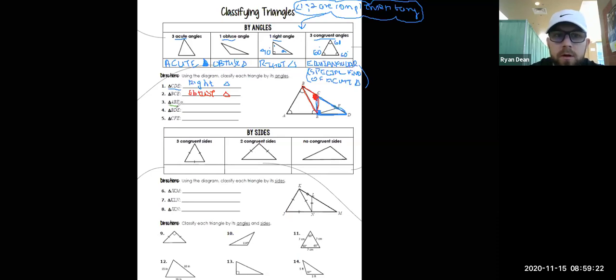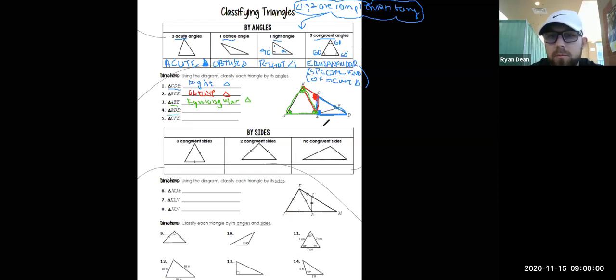Okay, number 3, ABE. ABE has the 3 congruent marks, like up here in this picture. Okay, so this one is going to be equiangular. Now with equiangular, you do not need to write that it is also acute. It's just implied that if you have equiangular, that it's also going to be acute. So you don't need to double dip on that. Just putting equiangular is fine.